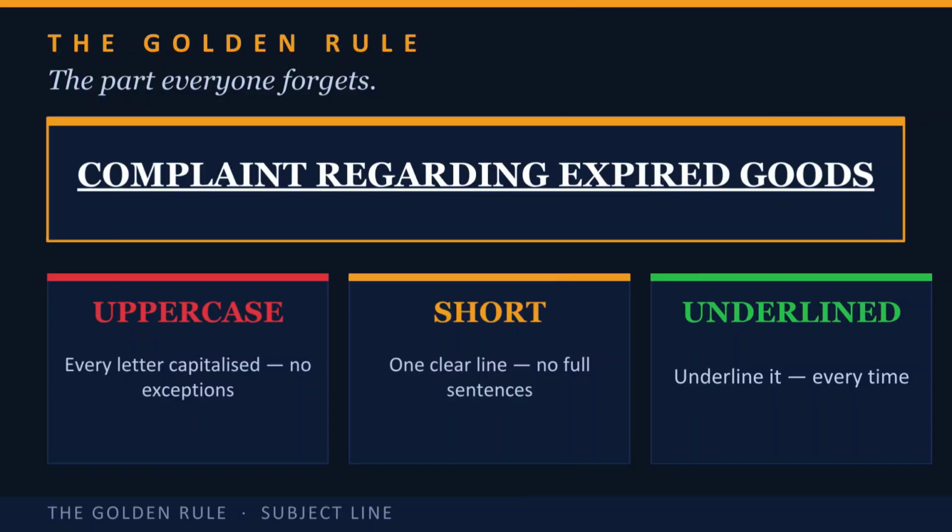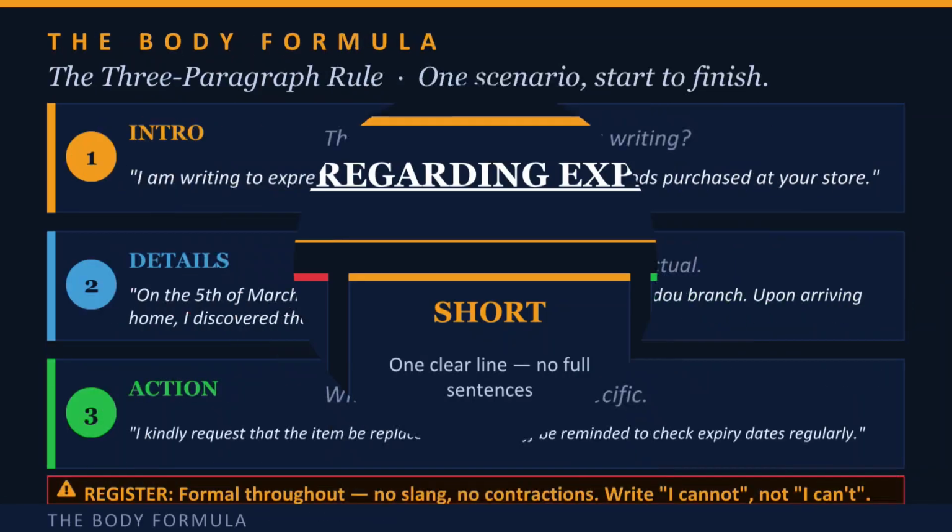Now, the part every learner forgets, the subject line. 3 rules: capital letters, short, underlined. For example, complaint regarding expired goods. 1 line. Tells the examiner exactly what this letter is about. Miss this and you look unprepared before the body even begins.